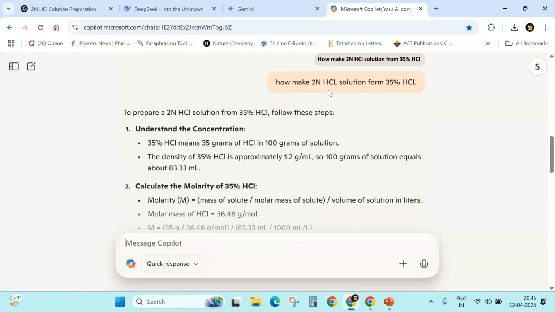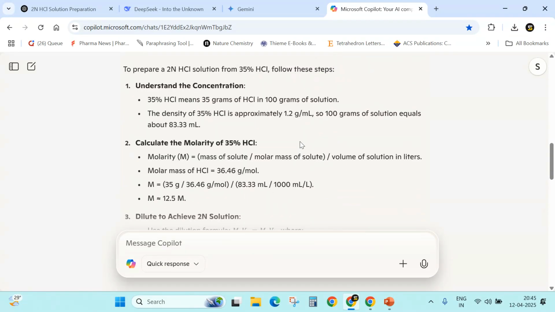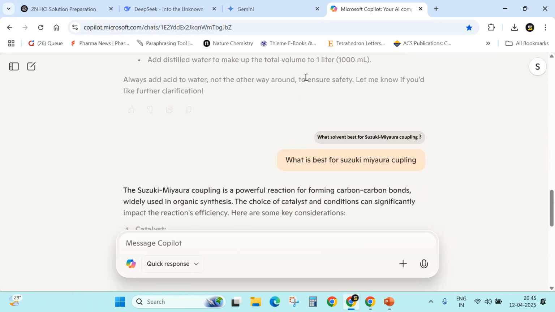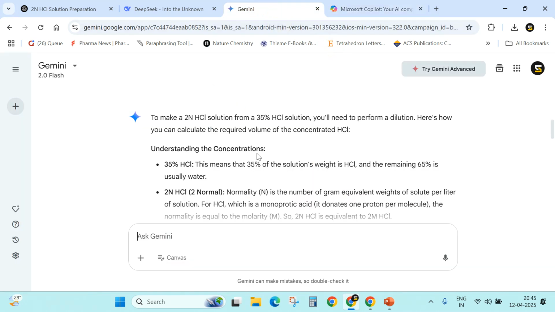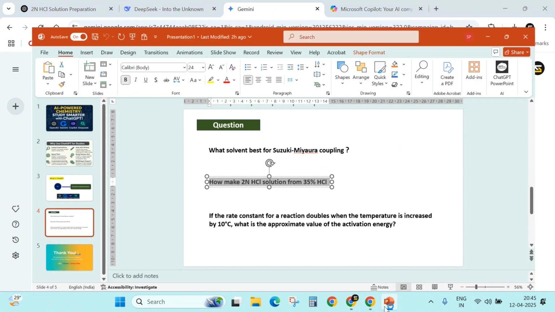So this answer is quite good. In Gemini, we can also check Microsoft Copilot. Here they gave the detailed calculation in a systematic way, but I feel the Gemini answer is quite good. You can also check by searching this prompt.